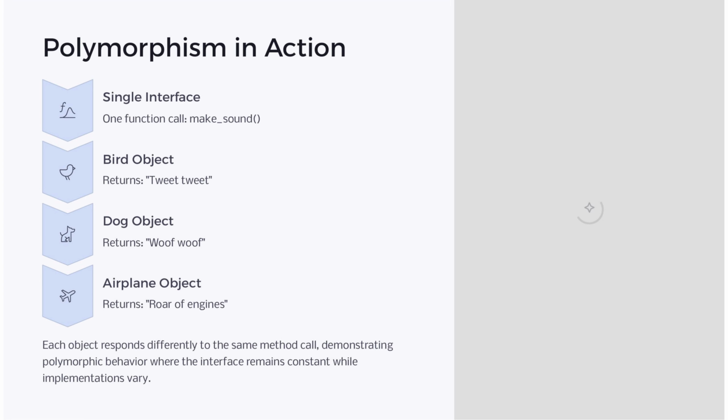Polymorphism allows a single function, like makeSound, to interact with different objects. A bird object returns tweet tweet, a dog object returns woof woof, and an airplane object returns roar of engines. This showcases how a consistent interface can yield varied implementations, highlighting the power of polymorphic behavior.